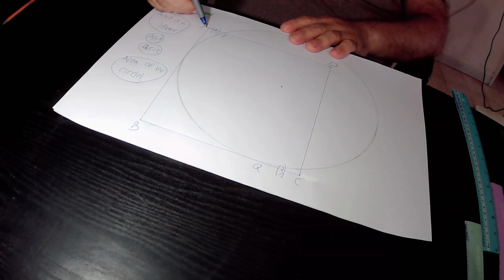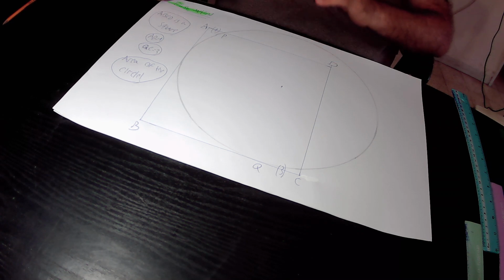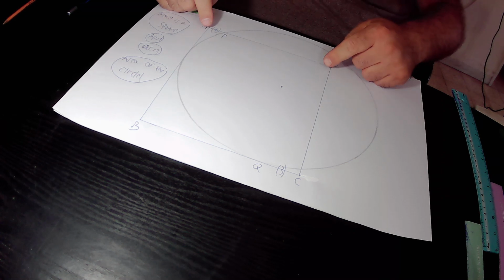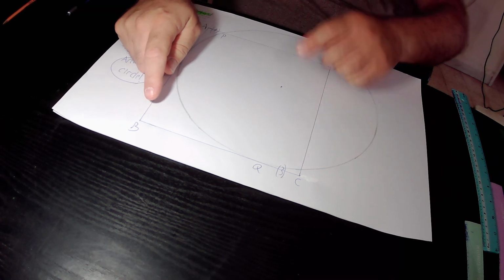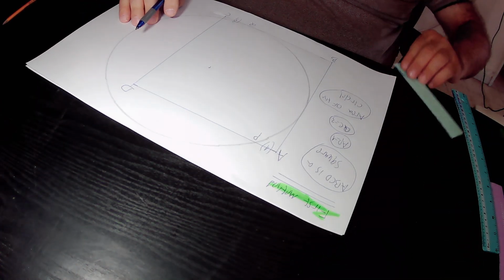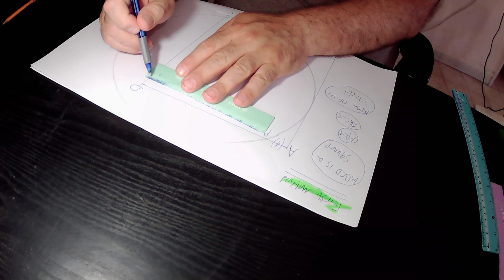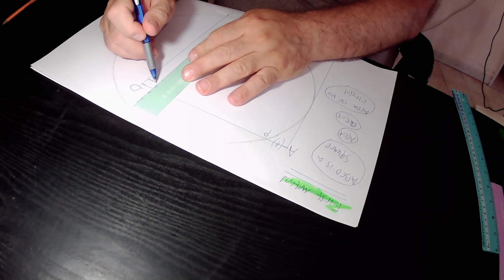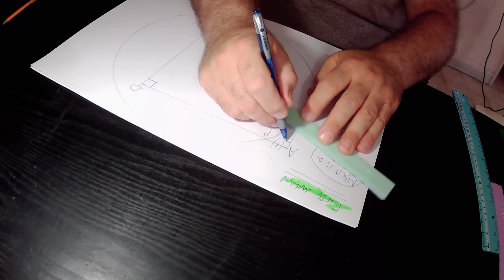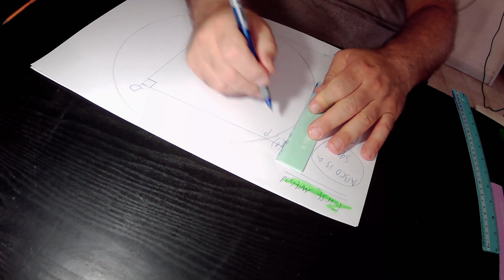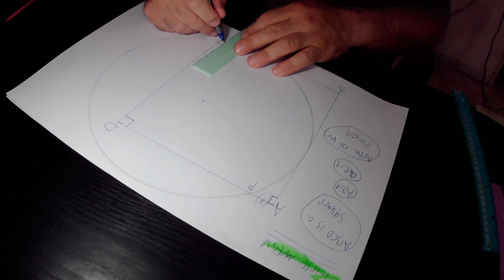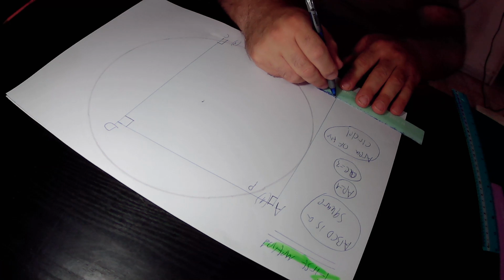So we start with the first method. First of all, we know that ABCD is a square, and therefore all four angles are right angles. So here, this is a right angle. This is also a right angle. This is a right angle. And this is also a right angle.